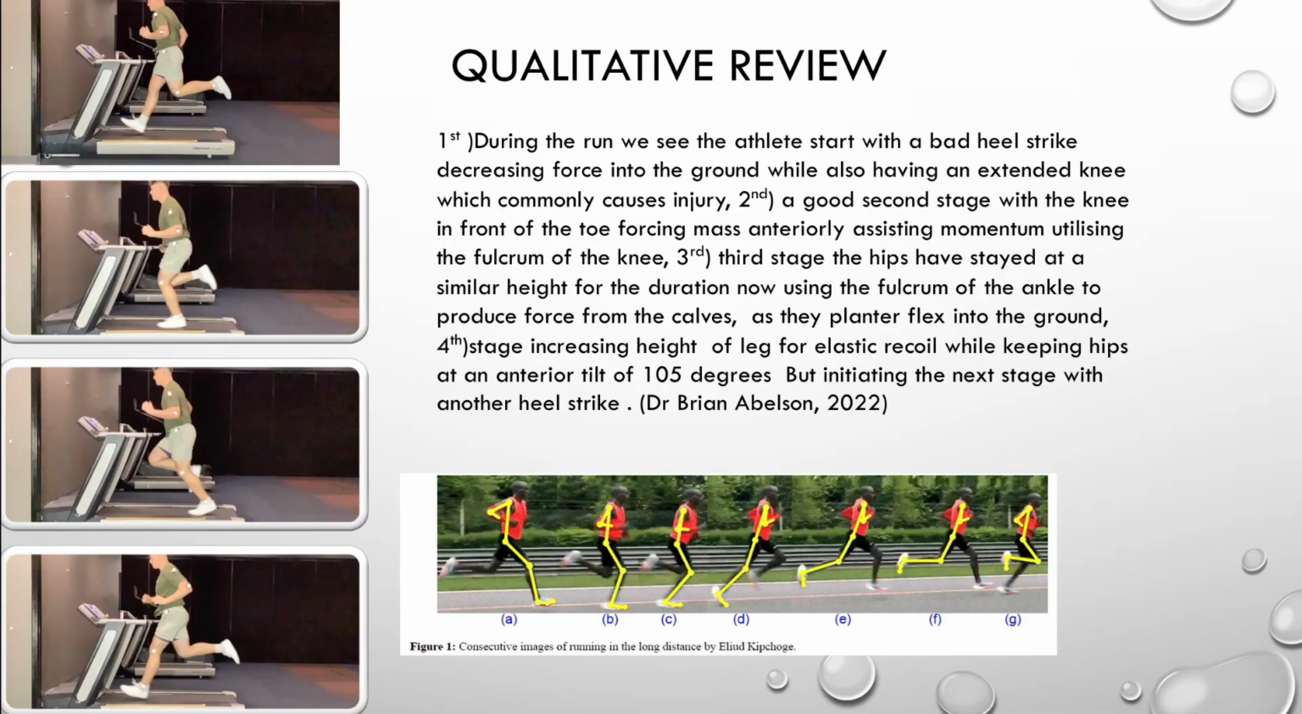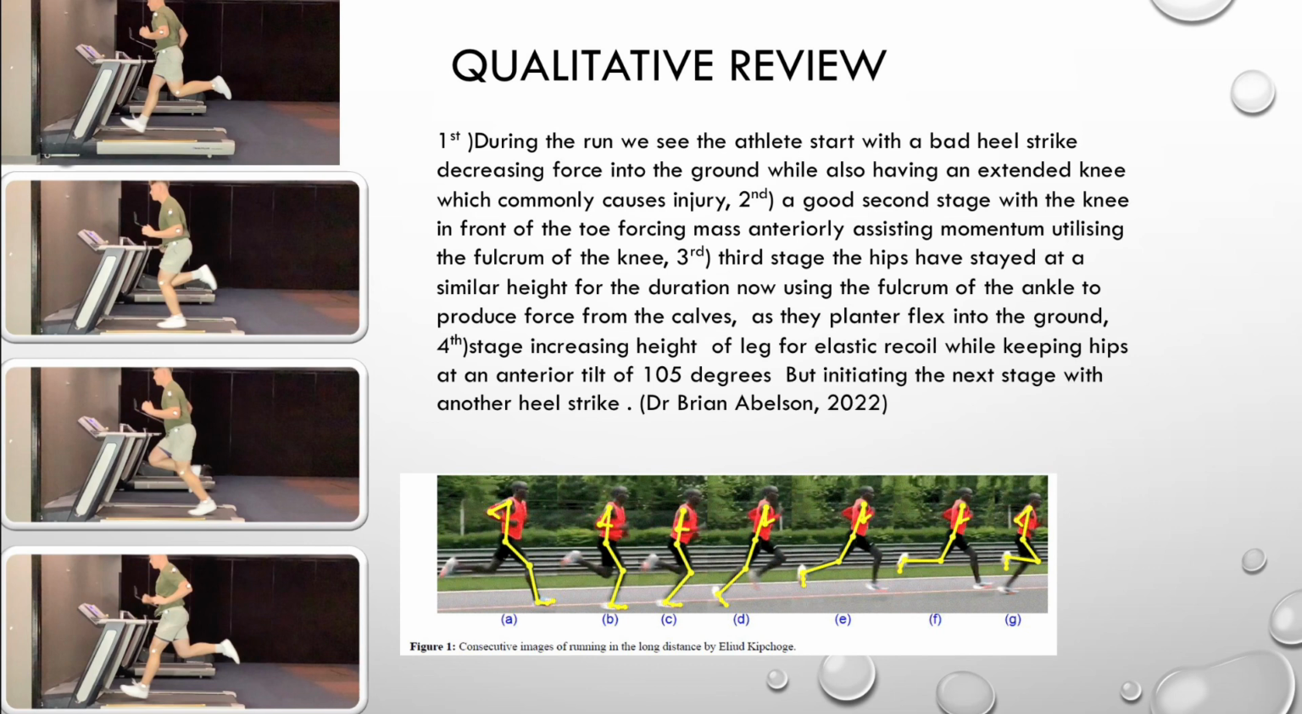Now that we have an understanding of the biomechanic principles, we're going to take a small qualitative review of this run. Looking at our first image, we can see the athlete starts with a bad heel strike, landing with a hyperextended knee and an ankle into the floor. This can lead to several injuries with meniscus and fat pad issues on the calcaneus.